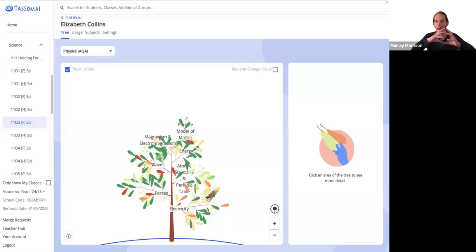So students as well can analyze this data in their tree, which grows over time and hopefully looks more and more green as they master material. All right, sorry, that was a bit of a tangent.